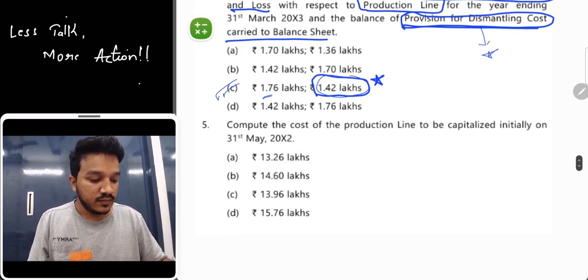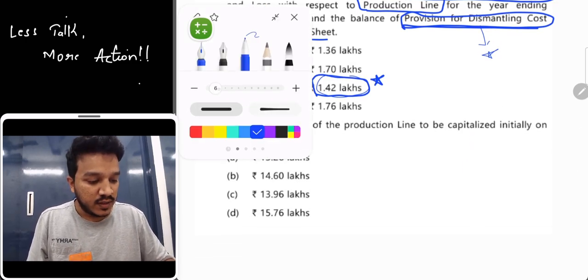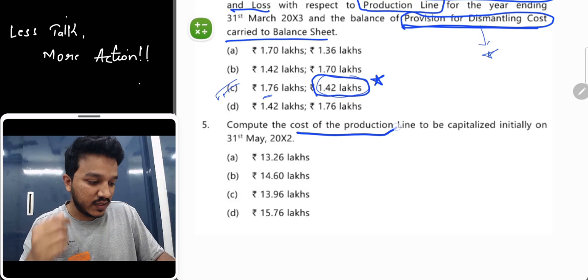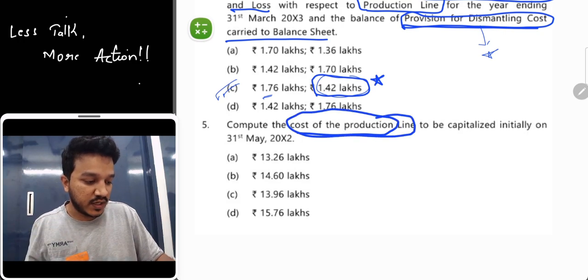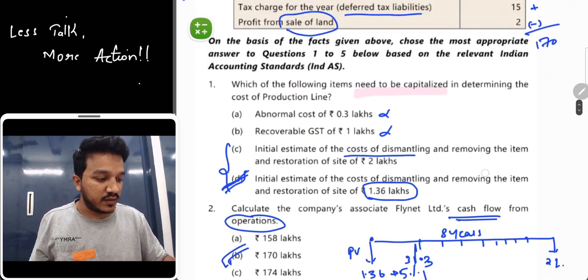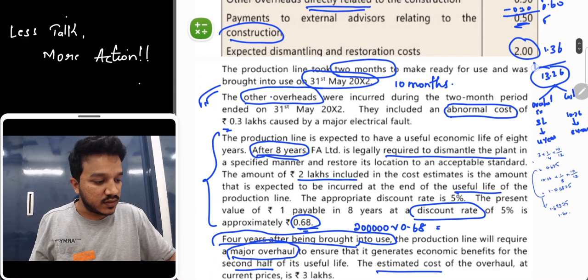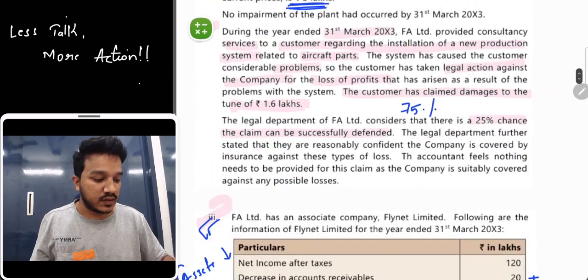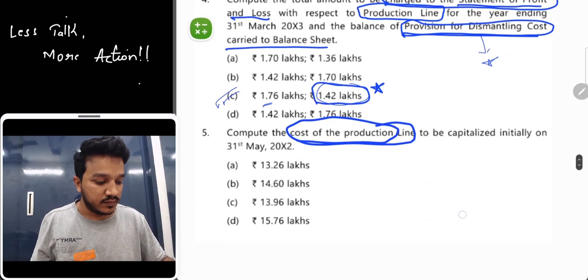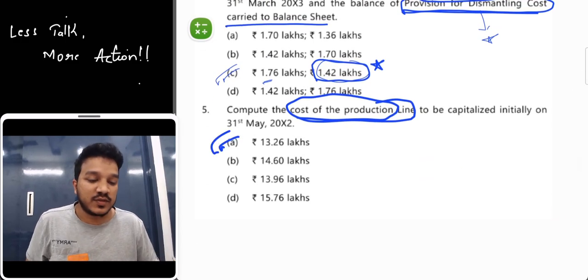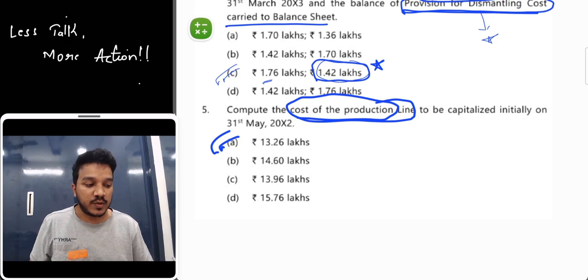Let's go to the next: compute the cost of the production line to be capitalized initially. This one we just did, cost of the production line. So this is the answer for that first one. So this is the cost, 13.26 is the answer. We did it, 13.26.